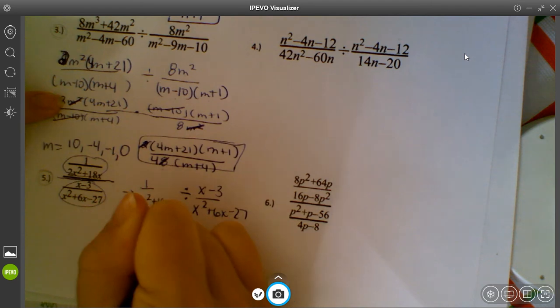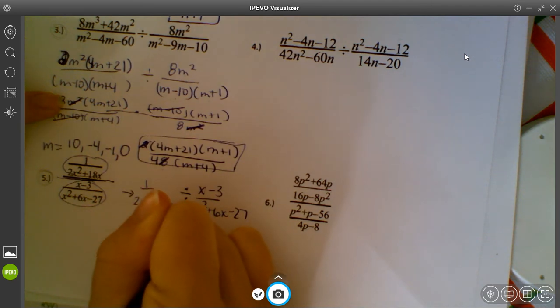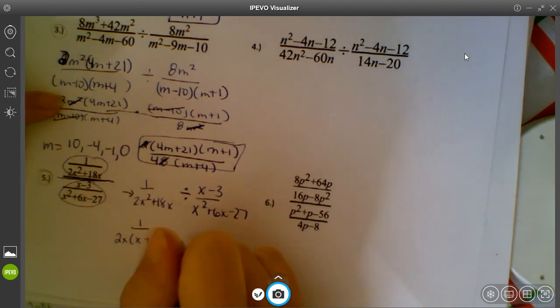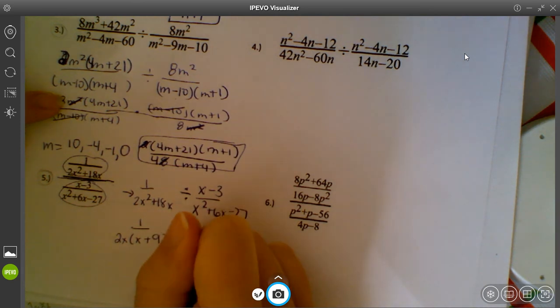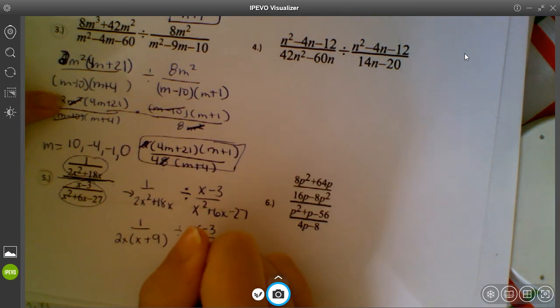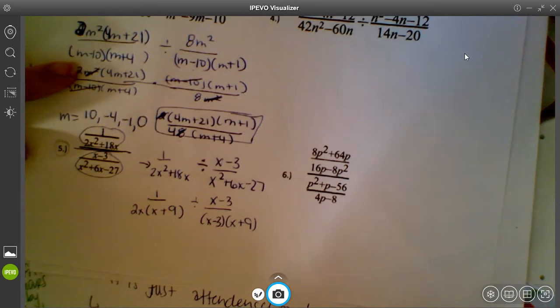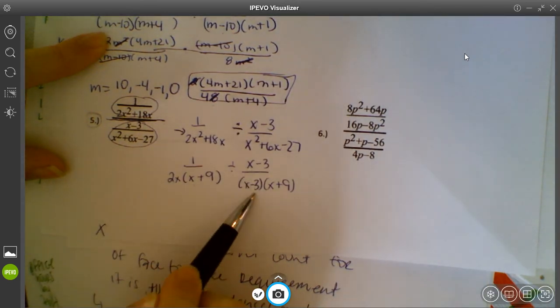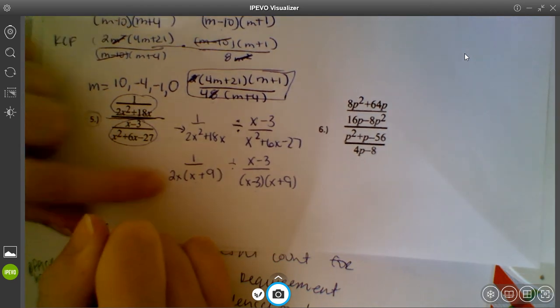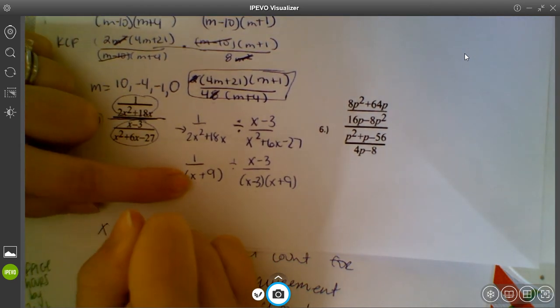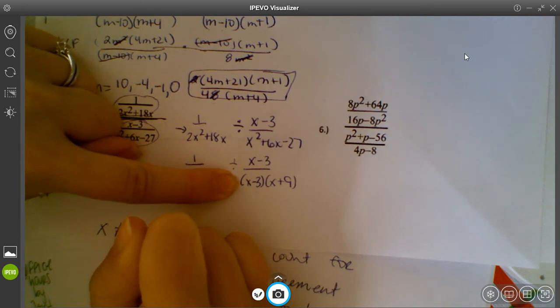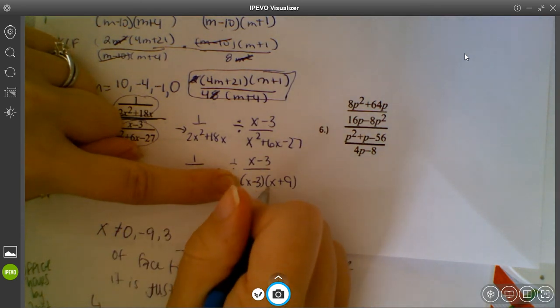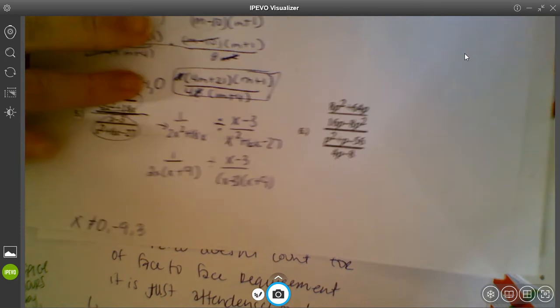Here I'm factoring out a GCF of 2x. So I'm left with x plus 9 with the 2x. Division, x minus 3. So this is factorable as x minus 3 times x plus 9. I'm going to restrict. Remember, I have to restrict here, here, and here. So x can't equal 0 from this one, negative 9 from this one, 3 from this one, negative 9 from this one, but I already wrote it down, and 3 from this one, but I already wrote it down.